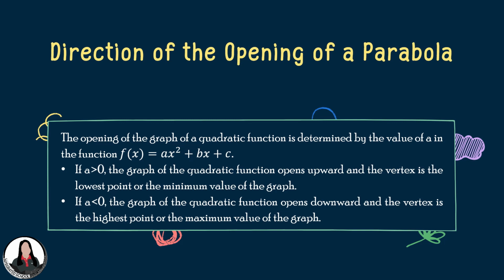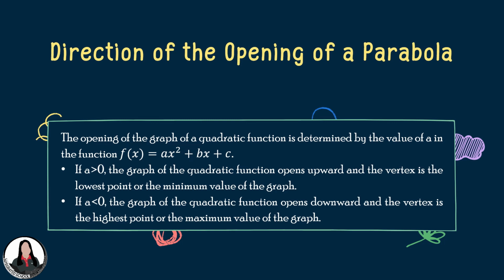So the last property of our parabola is the direction of the opening of the parabola. Okay, so this property is the easiest to determine because we can easily determine the opening of the parabola by merely looking at our quadratic function. So the opening of the graph of a parabola or a quadratic function is determined by the value of a in the function f(x) = ax² + bx + c.